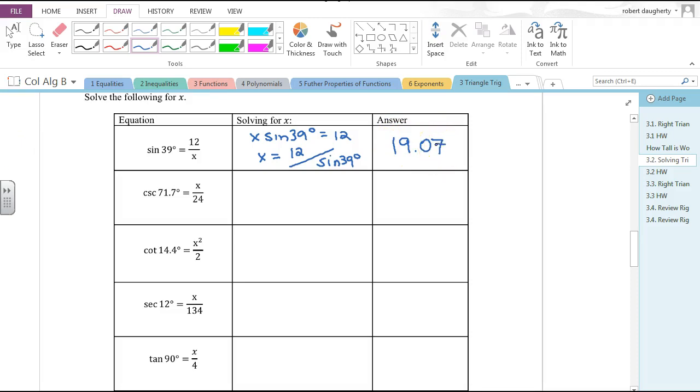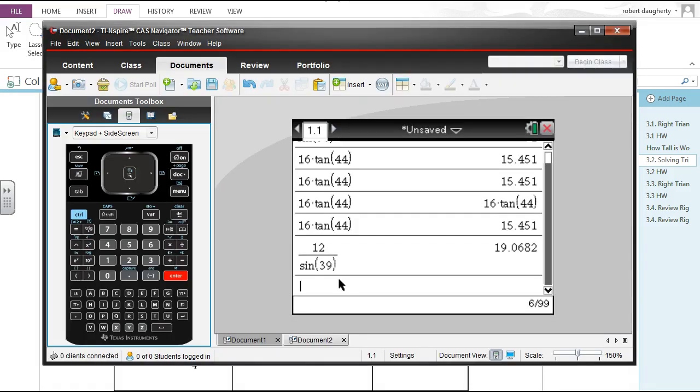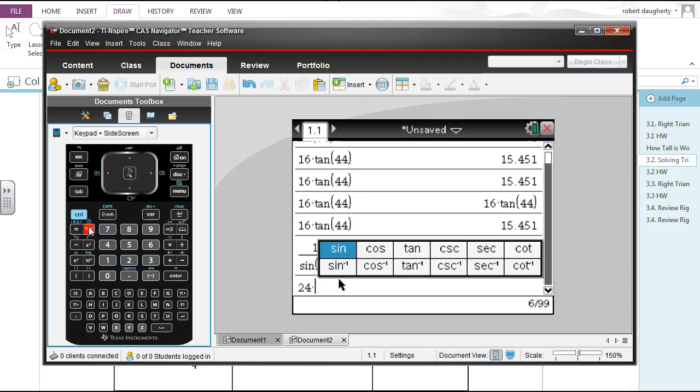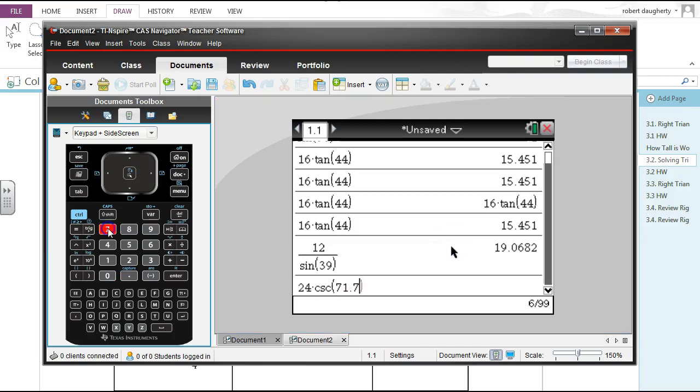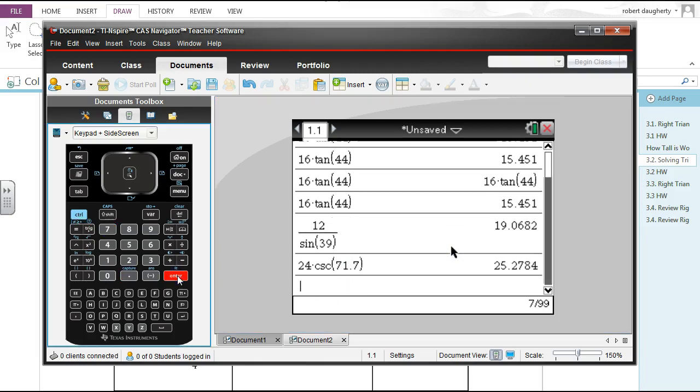What about the next one? How do I get x by itself? Yeah, multiply both sides by 24, and I get x is equal to 24 times the cosecant of 71.7. So I'll go to my calculator. 24 times trig function, cosecant of 71.7, and I get 25.28.